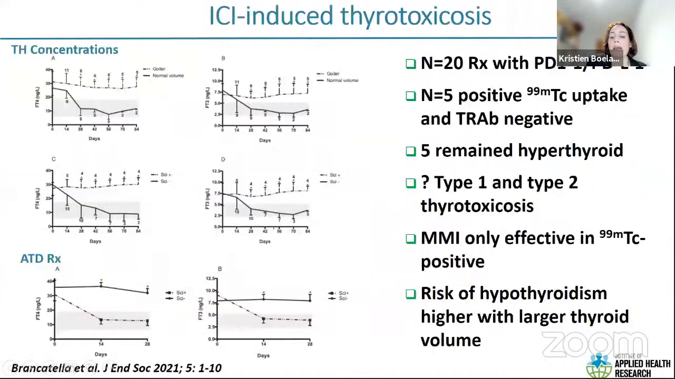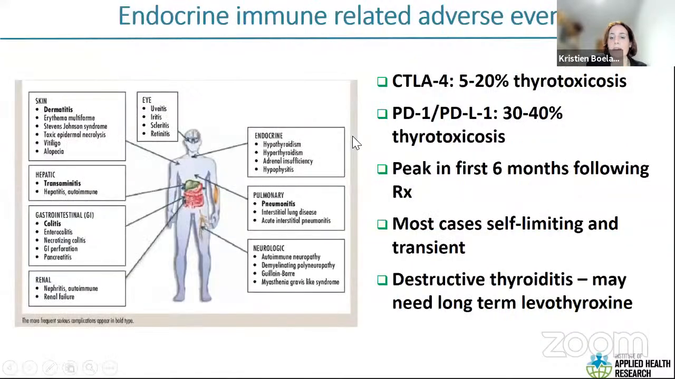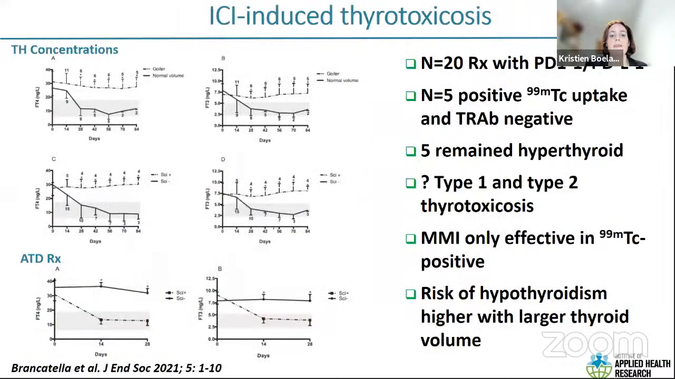So thyrotoxicosis occurs in about 5 to 20% of patients treated with CTLA-4 inhibitors and in 30 to 40% of those treated with PD-1 inhibitors. This usually peaks in the first 6 months following treatment, and in most cases, this is a thyroiditis which is self-limiting and transient. However, it's often a destructive thyroiditis and patients may end up on long-term levothyroxine.